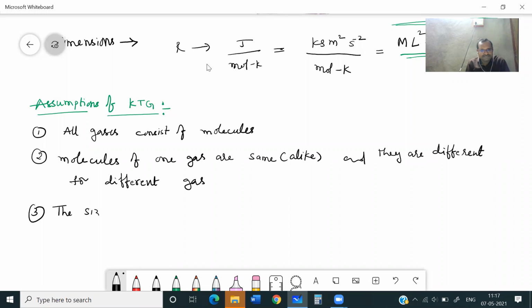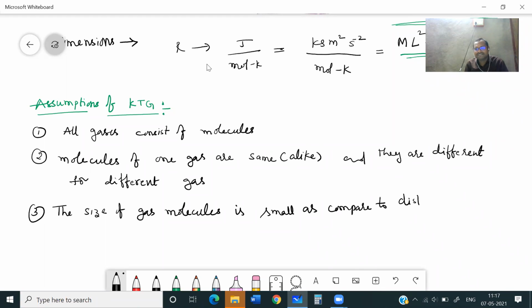Now, third assumption is the size of gas molecules. The size of gas molecules is small, negligible, as compared to distance between the molecules. If we consider one particular gas, the size of gas molecules will be very small, negligible, as you compare to the distance between the two gas molecules.